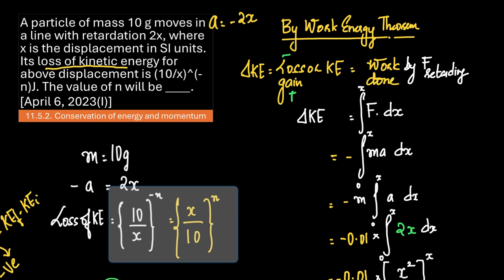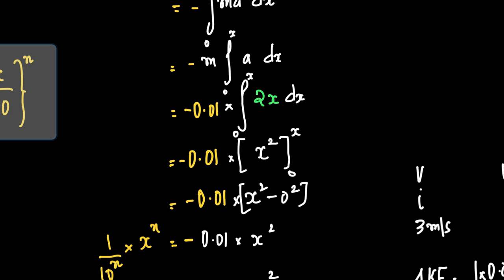So what is work done? It is F dot dx. What is F? It is ma. What is a here? Minus 2x. So I've taken minus m outside the integral. Now I can write minus m times the integral of a dx. What is a? a is minus 2x, but instead of writing minus 2x here, I've already taken the minus outside, so it is 2x now. So what is the integral here? Upper limit is x, lower limit is 0. The integral of 2x is x square. Applying the upper limit, x square at x is x square, and x square at 0 is 0 square, so x square minus 0 square is x square.